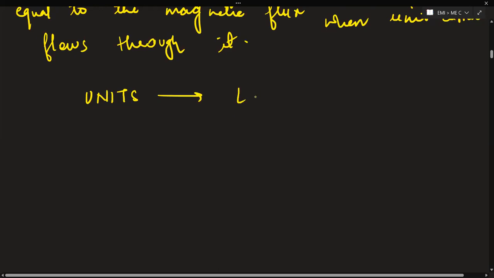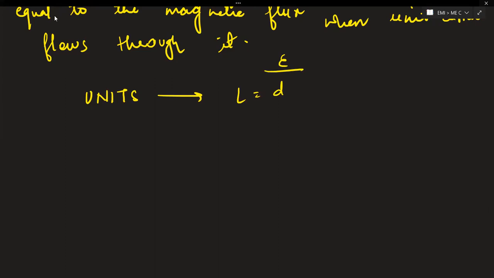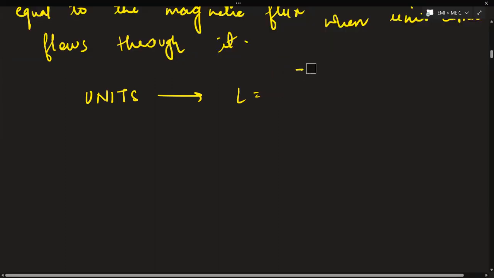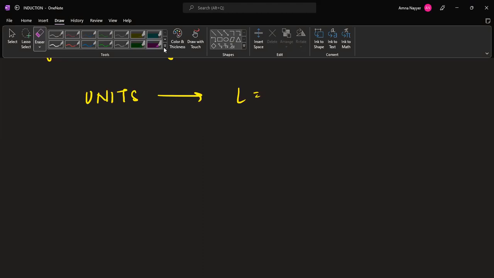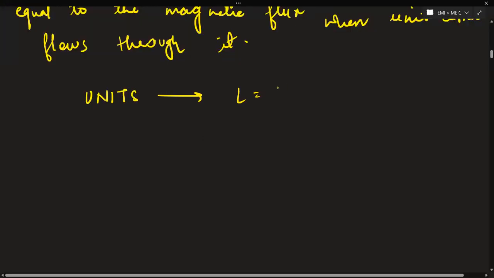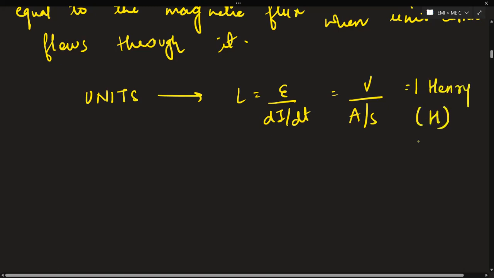So see, L is what? L is EMF divided by di over dt. L was E divided by di over dt if you interchange it. So what does it become? Volt divided by ampere per second. So this is known as 1 Henry, H. You will be using this. This is the SI unit of self-inductance. This is very important.